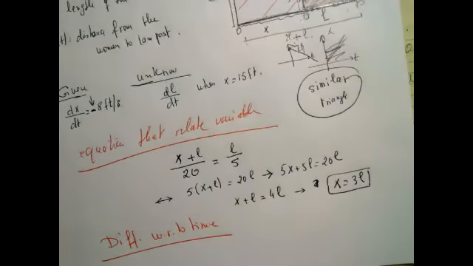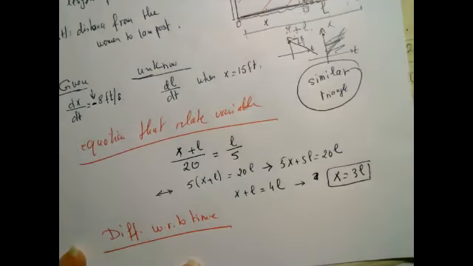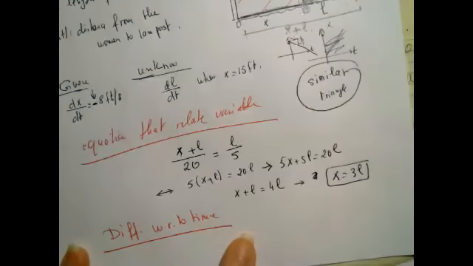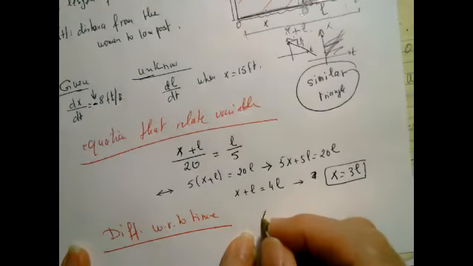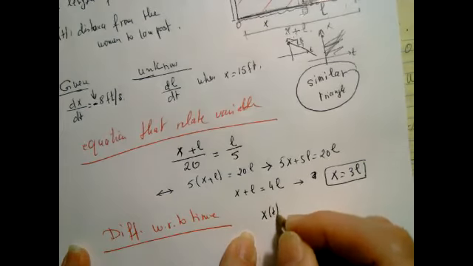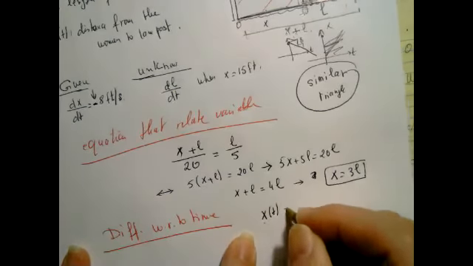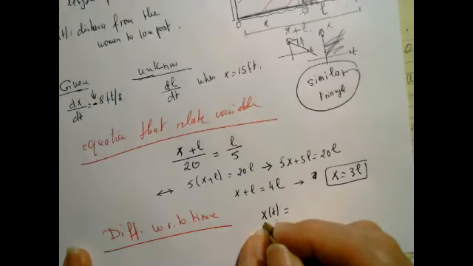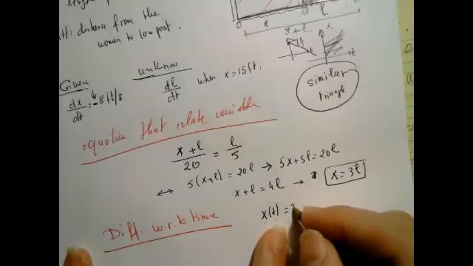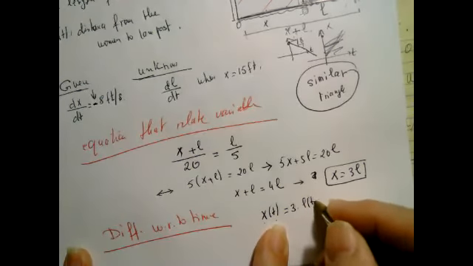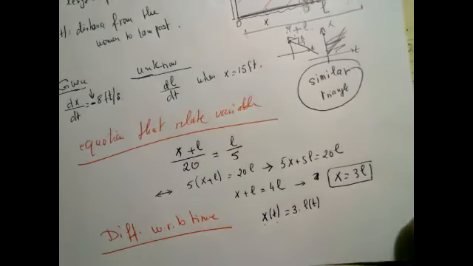Okay. Let's see the equation that relates the rates, basically. So I have x equal 3L. It means basically at every time t, the distance from the woman to the post is 3 times the length of the shadow. That's really what we are saying.